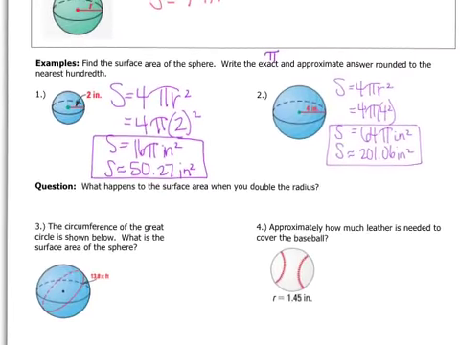So notice what we've done in these first two examples. The radius of the first one is 2. The radius of the second one is 4. So we doubled the radius. But what happened to the surface area? It did not double. What did it do? It quadrupled. So don't think just because you double the radius that the surface area doubles. The surface area actually quadrupled.